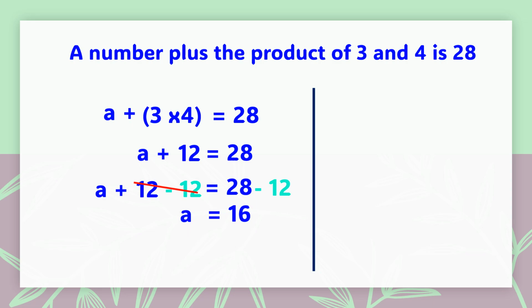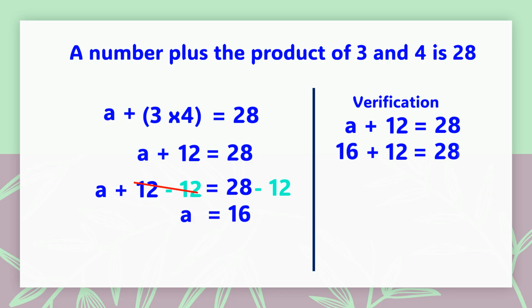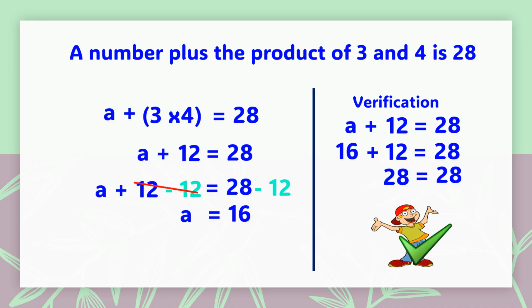Let me verify our answer. Verification. A plus 12 is equal to 28. 16 should be written in the place of a. 16 plus 12 is equal to 28. On both sides we got the same answer.